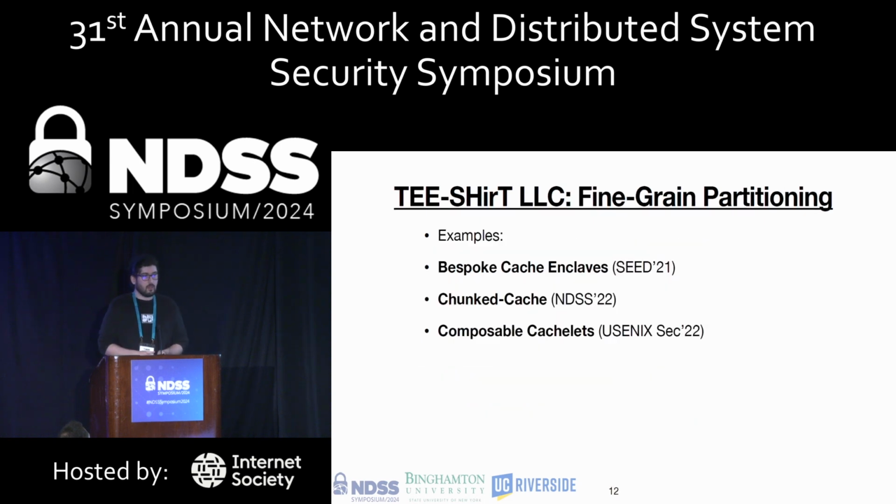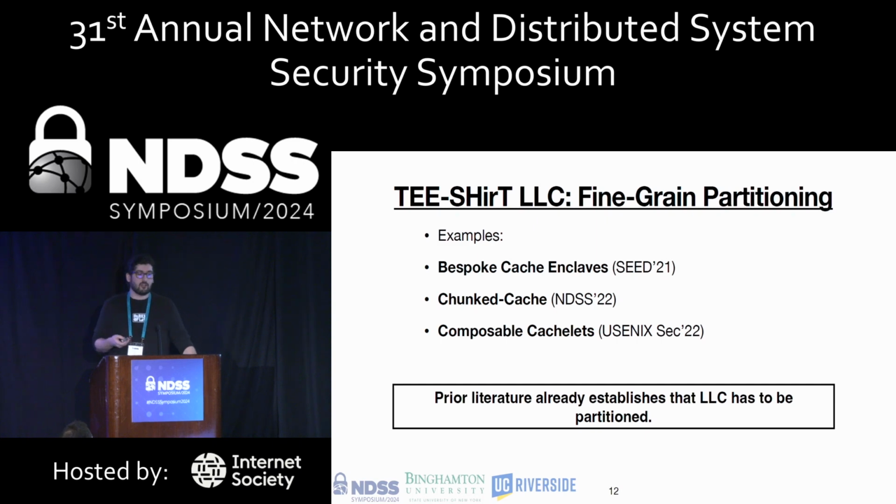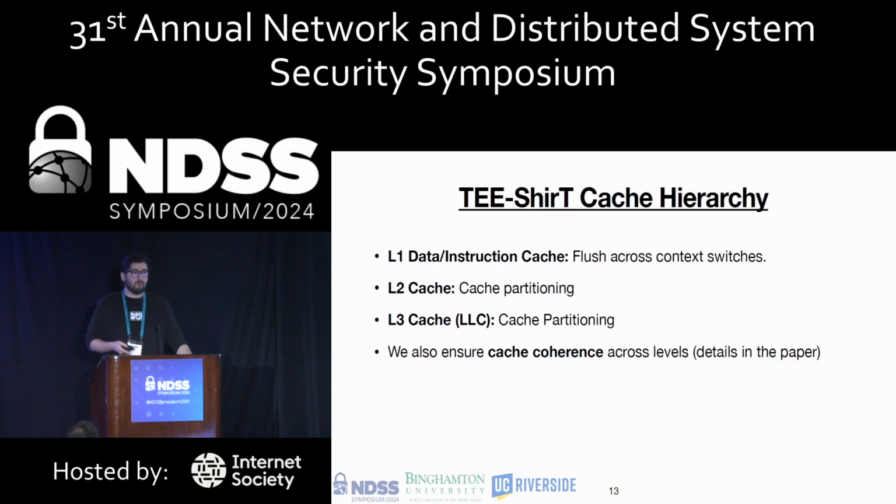Okay. When we get to LLC, we don't make any claims here. Prior literature already establishes that LLC has to be partitioned anyway. So if you want to see these claims substantiated, you can refer to these papers that we cite here. All right, with these out of the way, basically our security composition for the TEE-SHirT cache hierarchy is as follows. L1 data and instruction caches are flushed across context switches and system calls, whereas L2 and L3 caches are partitioned. We also ensure how cache coherence is established between these caches, but the details are in the paper. You can refer to the paper for that.